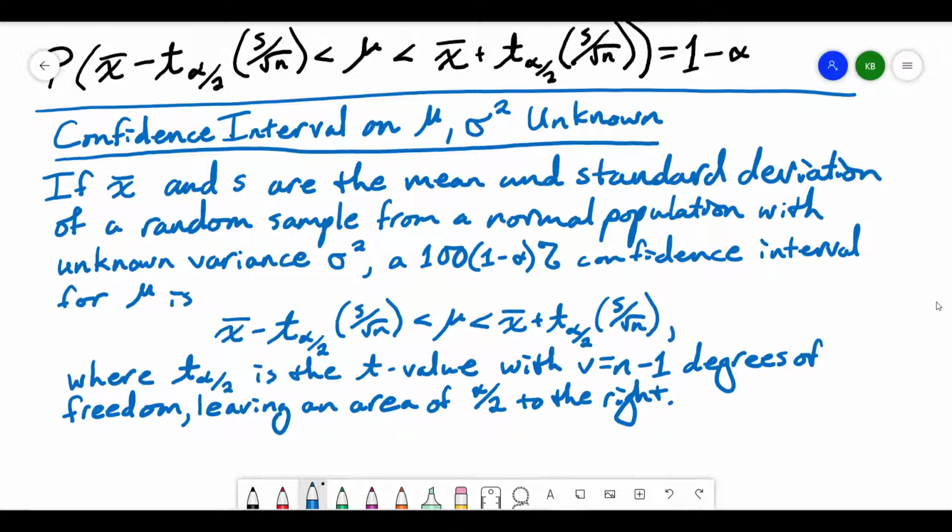Remember, that's the way our t distribution table is set up, that we're looking at area to the right, or probability to the right. So again, all we're going to do is look for the alpha divided by 2 column in our t table, and we're going to look for the n minus 1 row, and that's going to give us the t value that we're going to plug in order to be able to find this confidence interval.